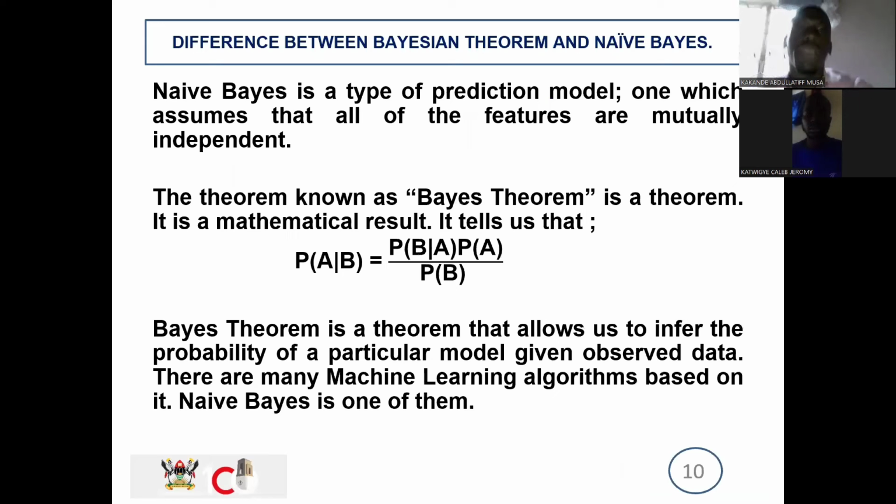So here I'm going to talk about the difference between the theorem and naive Bayes. Naive Bayes is a type of prediction model, one that assumes all of the features are mutually independent. And the theorem is a theorem that gives a mathematical result, which I talked about up there. The theorem allows us to use the probability of a particular model given its observed data.